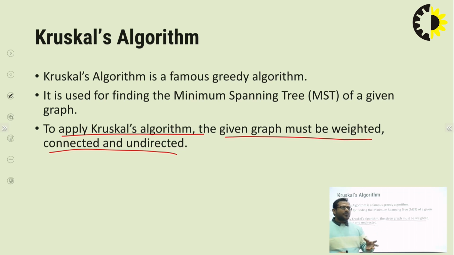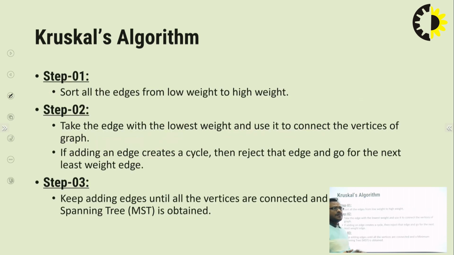And the basic property of a minimum spanning tree is that it has all the vertices and there is no cycle between them. Okay. So let us understand the same thing with an example.